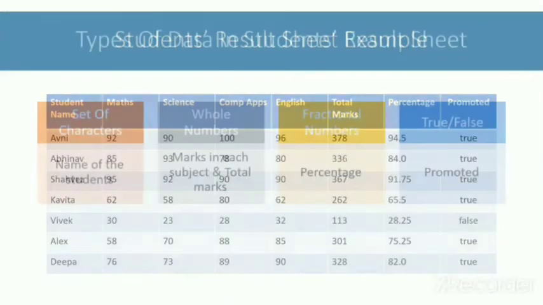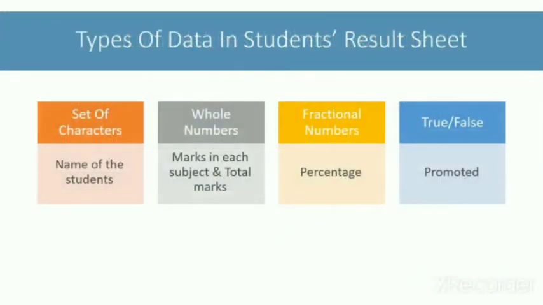Good. Our sample student result sheet contains 4 types of data. The first type is the set of characters, which is the name of the student. Second type is whole numbers, which is the marks in each subject and total marks. Third type is fractional numbers in the percentage column. Fourth type is true-false in the promoted column.